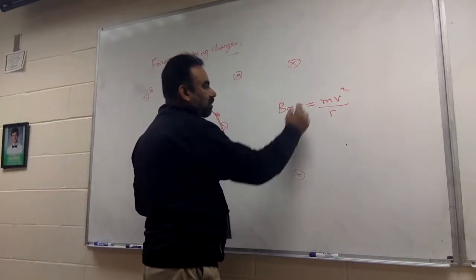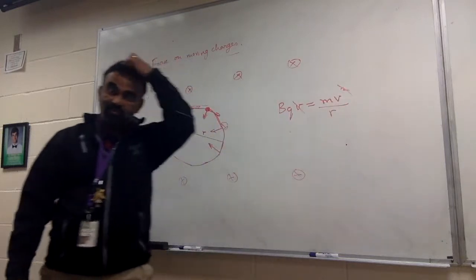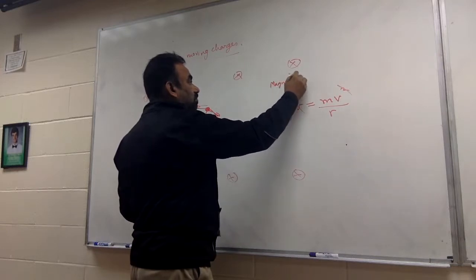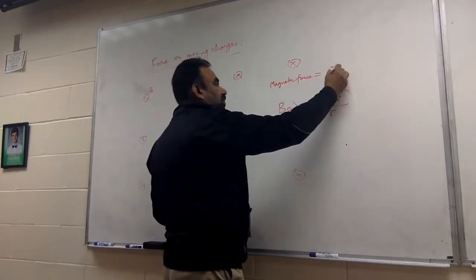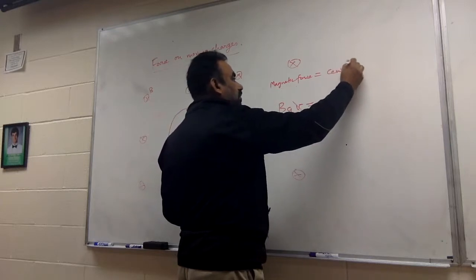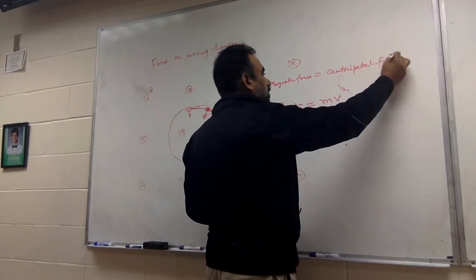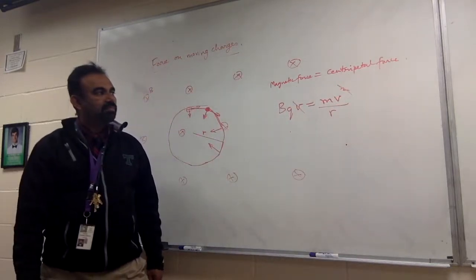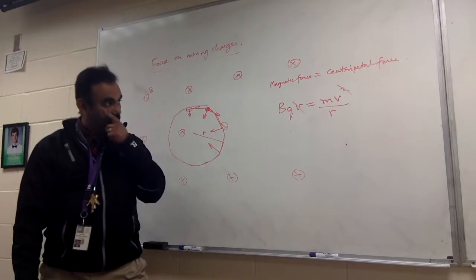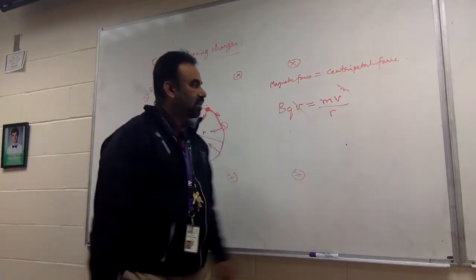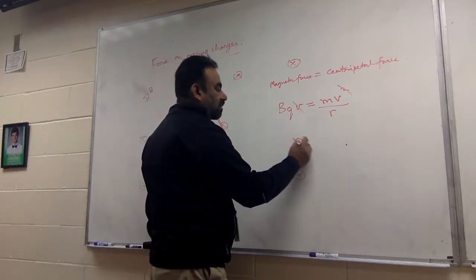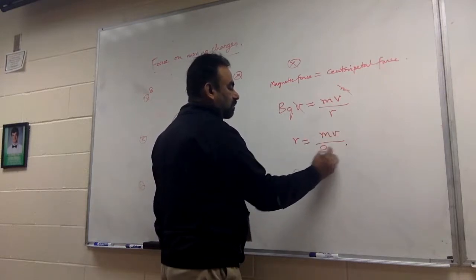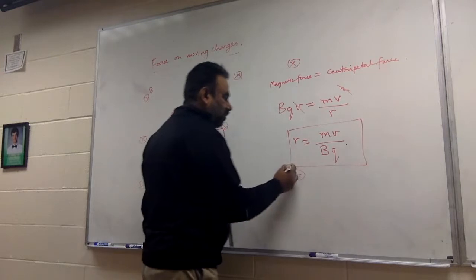So what happens? One of the v's cancels off. Magnetic force is equal to centripetal force. And so one of the v's cancels off. So what is the radius of the turn that it's going to take? Cross multiply, you get mv over Bq. That's an important equation.